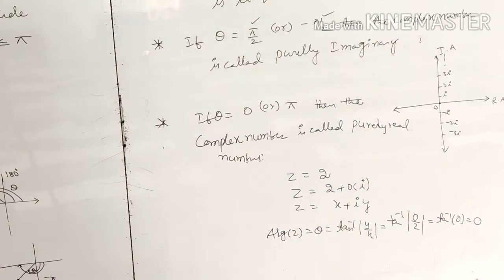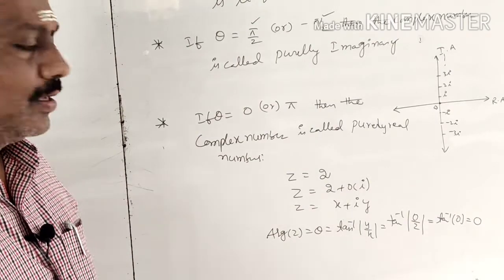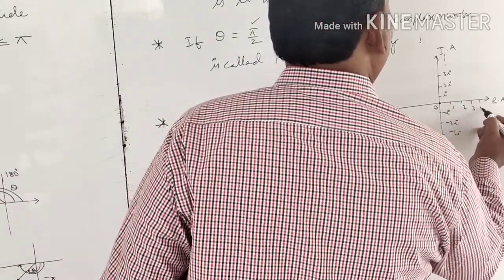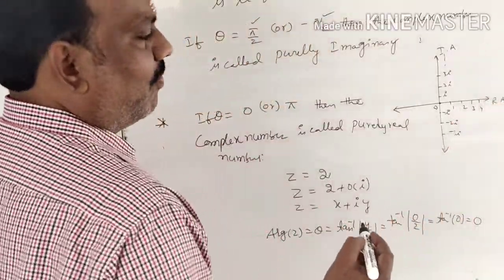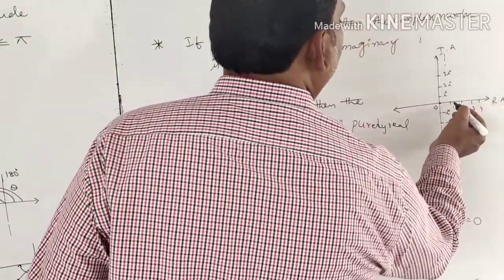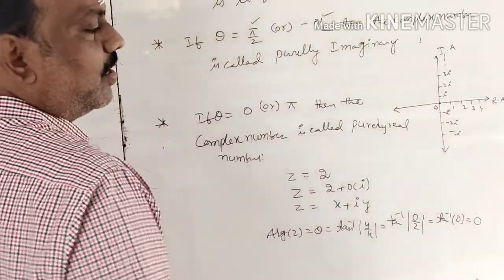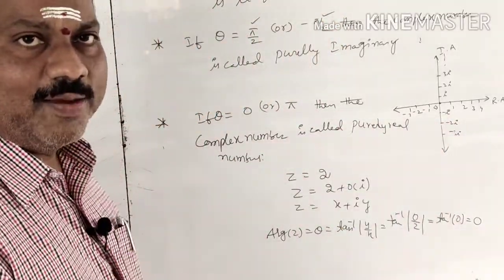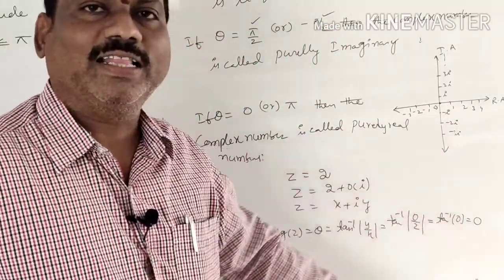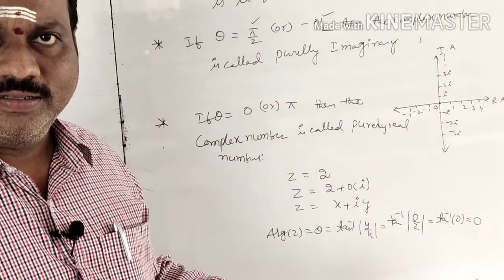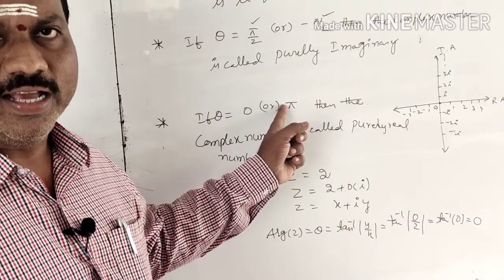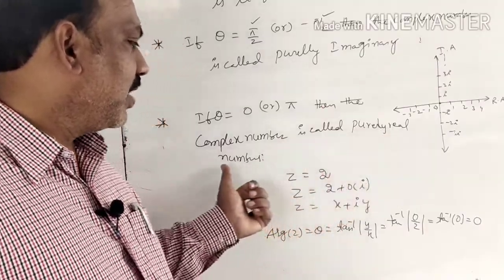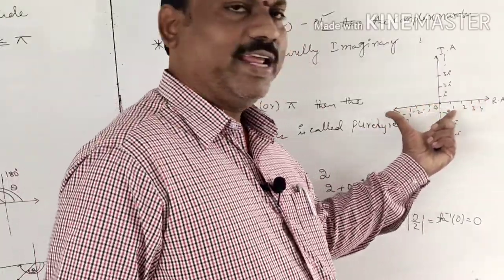Correct or not, students? Suppose you are getting positive values, that means here in the diagram you can see 1, 2, 3, 4. These are all purely real. Why? Because the imaginary part is 0. So all these complex numbers lie on the real axis. If you take the negative values, minus 1, minus 2, minus 3 and so on, then you get 180 degrees. Theta is equal to pi. Pi means 180 degrees. So if theta is equal to 0 or pi, then the complex number is called a purely real number. They lie on the real axis.